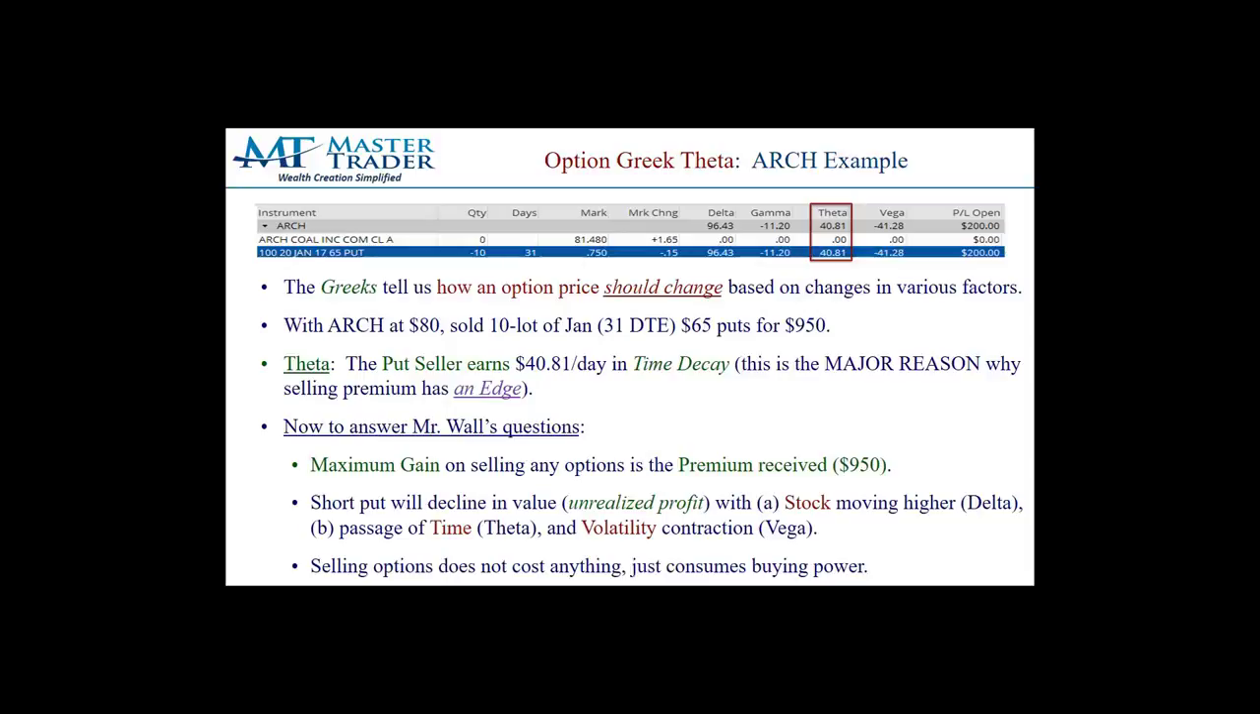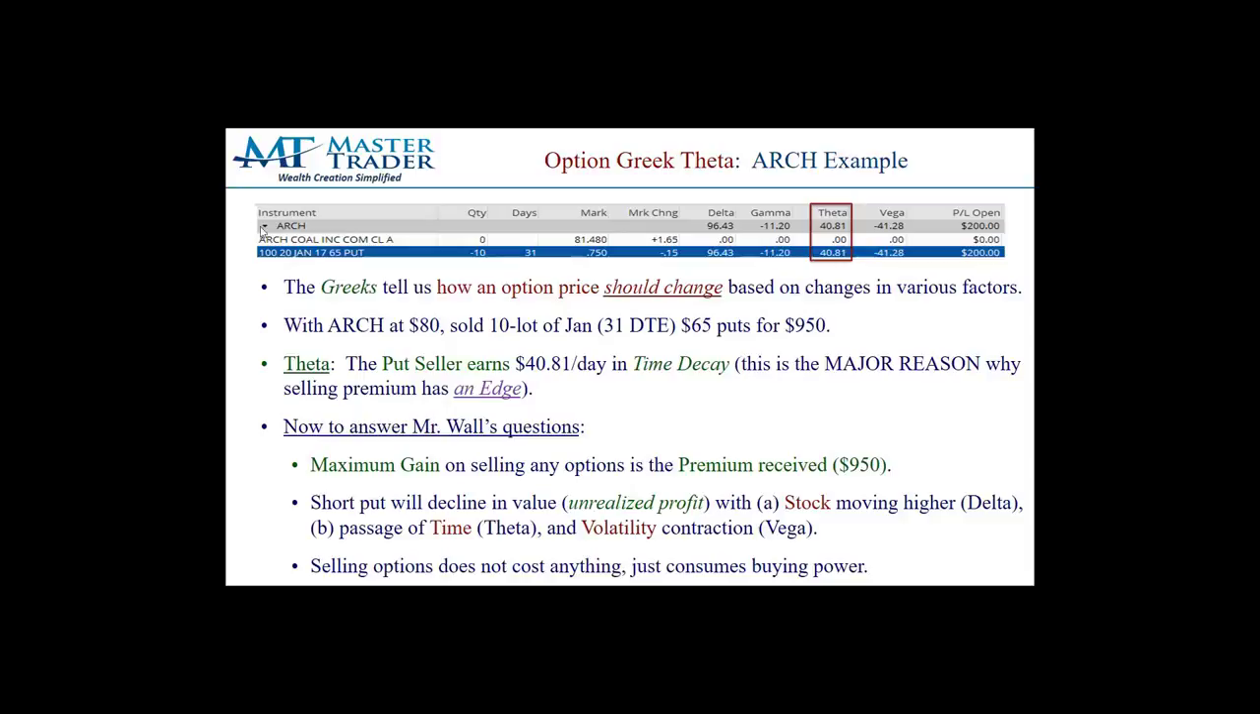But now let's get to Mr. Wall's exact questions. Mr. Wall, the maximum gain on selling any option is the premium received. I sold this one naked, so I took in $950. That is my maximum gain. This short put's current price, if I wanted to close it, is going to go down in value, which is what we want, right? We want to sell options at a high price and buy them back or let them expire worthless at a low price.